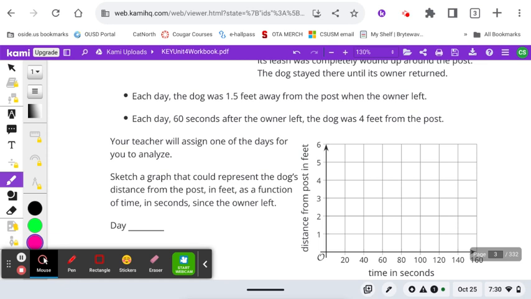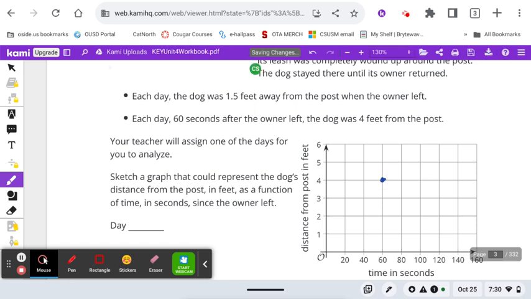So let's go put those coordinates on the graph. Pause the video and try it yourself, and let's see how you did. 60 seconds after, 4 feet from the post, and 1.5 feet when the owner left.